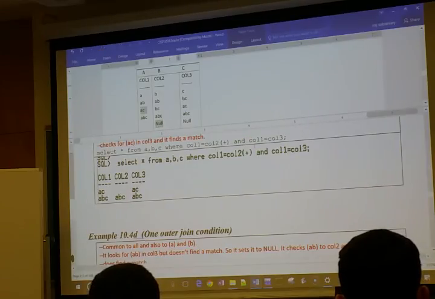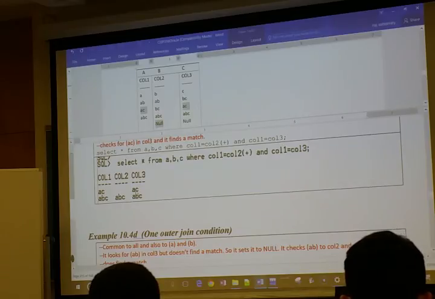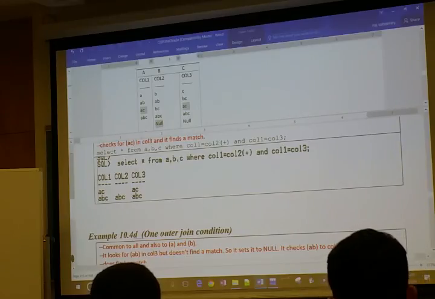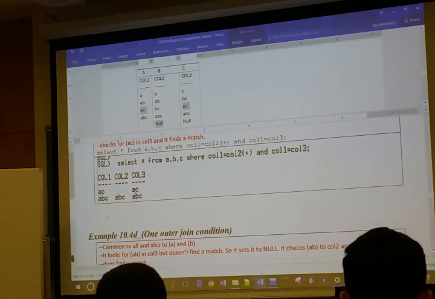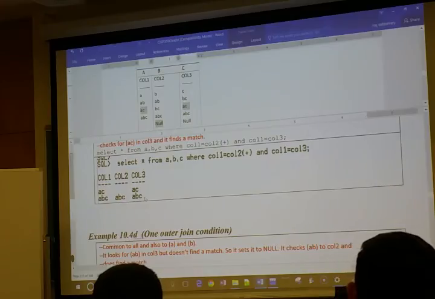Right? And then it says column 1 equals column 3. Does AC match up with anything in here? Yes. And that's why we get AC. And then you notice that we still get our ABC, ABC, ABC. So this thing right here that we're using is used for outer join, and remember that an outer join is first and foremost an inner join. In every single instance, we're getting the ABC, ABC, ABC.